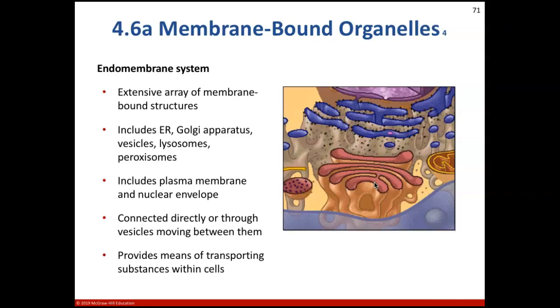And now we'll discuss the endomembrane system. Essentially, this is going to include our ER and our Golgi apparatus, the vesicles that we discussed, our lysosomes and peroxisomes. So using these membrane-bound structures, we are going to see that we can make a connection directly or through vesicles moving between them. And this provides a means of transporting substances within the cell. The rough ER makes the proteins, and then we're sending it to the Golgi apparatus for it to be modified, packaged, and set up in storage.